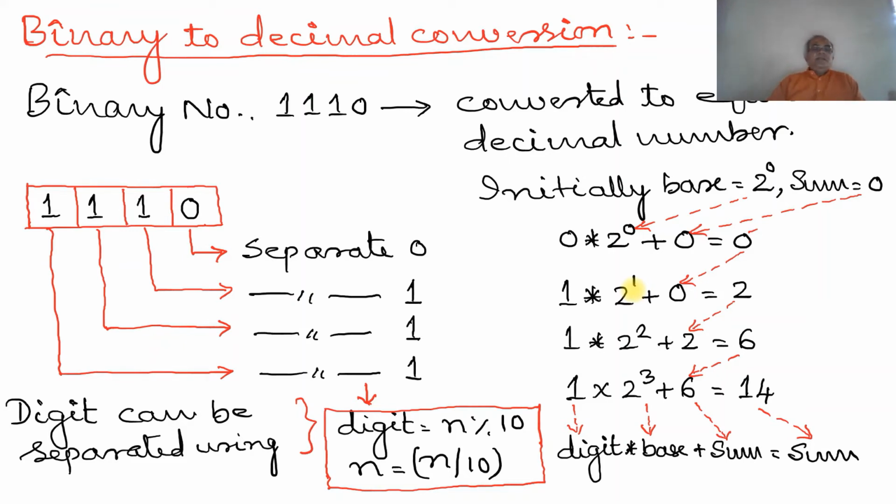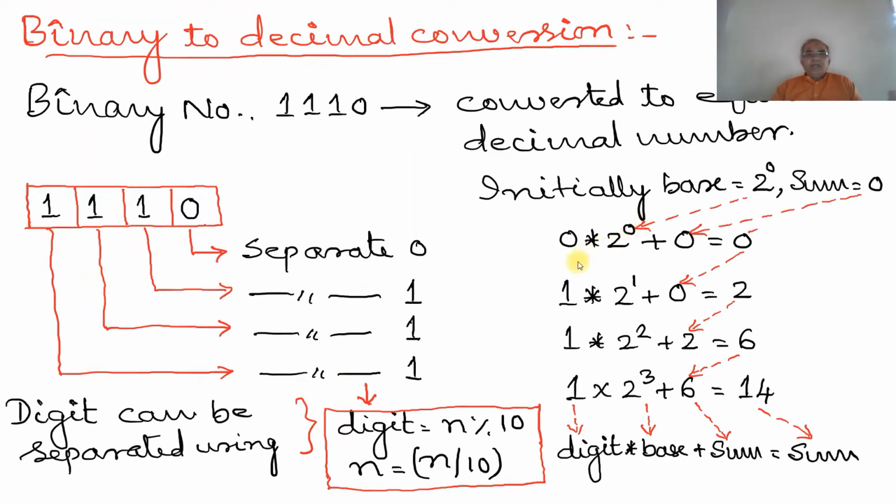Now, in this video, we are going to discuss how to do binary to decimal conversion. Suppose you have a binary number 1110; convert it to the equivalent decimal number. Initially, since it is a binary number, the base is 2 to the power of 0, and sum will be equal to 0. So, for 1110, first you separate 0, then you separate 1, then 1, and then the last 1.